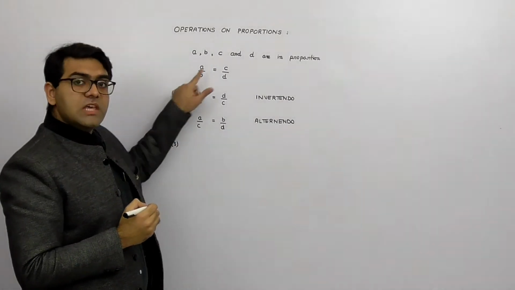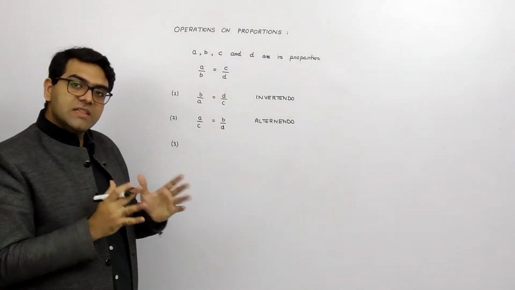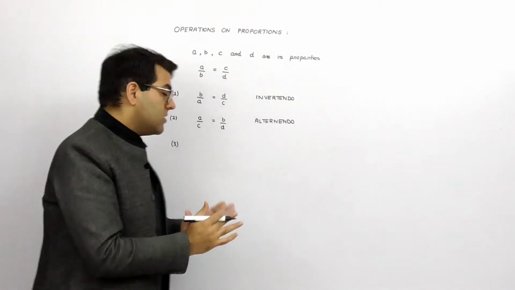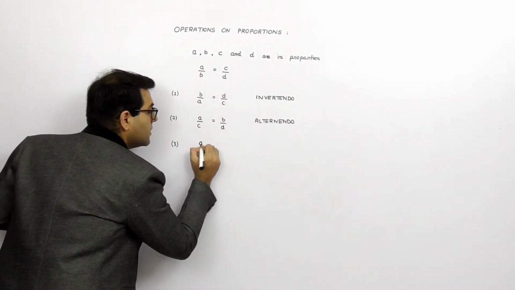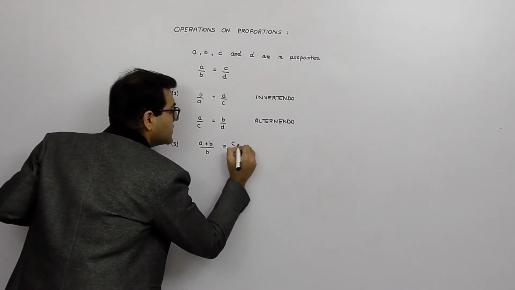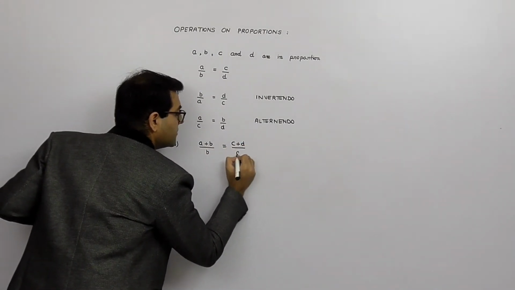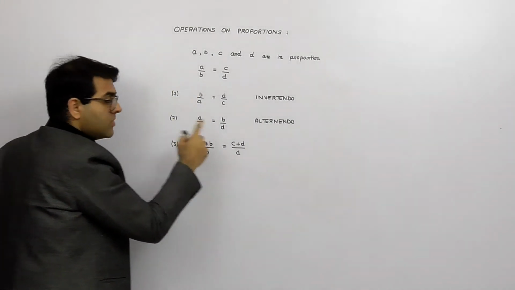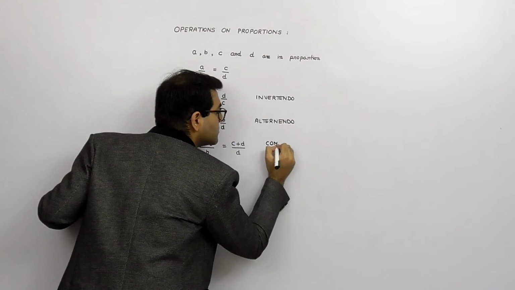a/b equals c/d. In this equation, what happens if I add one on both sides? My left hand side ends up becoming (a+b)/b and my right hand side ends up becoming (c+d)/d. So if this thing is true, this thing has to be true. Componendo.